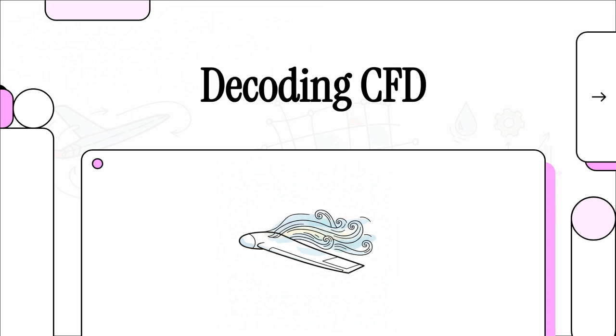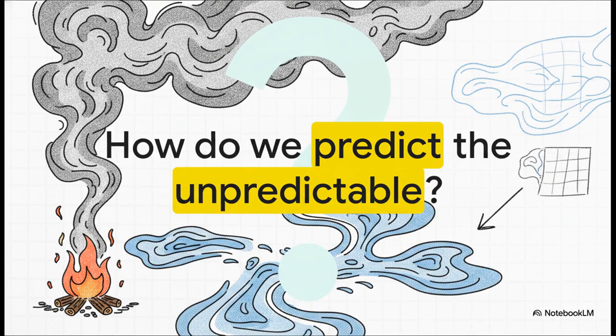Let's get started. So how do engineers predict the unpredictable? Think about it. Fluids are absolutely everywhere, yet their chaotic nature makes them incredibly tough to model. If you've ever watched smoke rise from a campfire, you know what I mean. It goes straight up for a bit and then suddenly breaks into these swirling, entirely random eddies. You're seeing firsthand just how complicated fluid behavior can be. So how do we mathematically predict something that seems so inherently random? Well, to do that, we have to start at the very beginning.